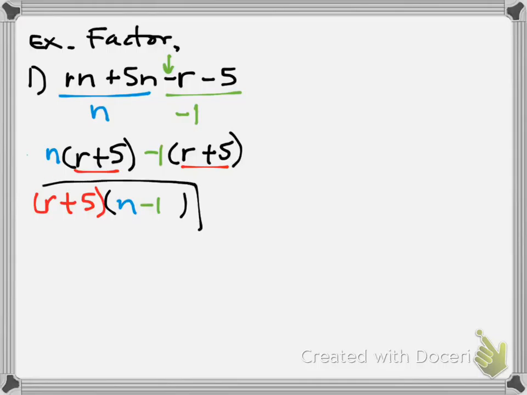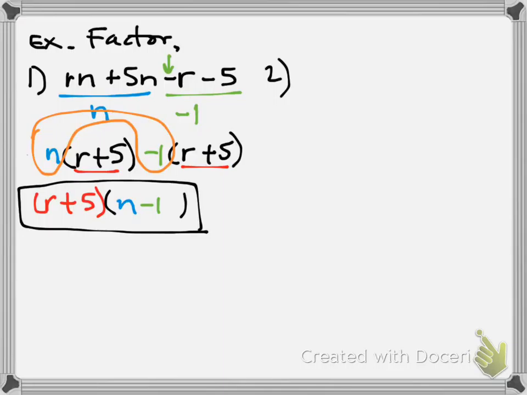Yeah, you just need to kind of get used to it. And again, we're going to use this strategy with other types of factoring. Yes? I just didn't know how to find the last step to get the r plus 5 and the n minus 1, but then I see it's just what's left of that. Exactly. So these are forming your second binomial. Okay? All right, let's try another one.